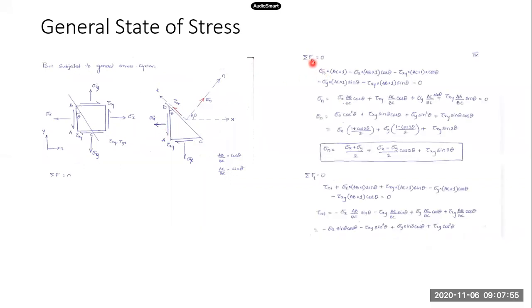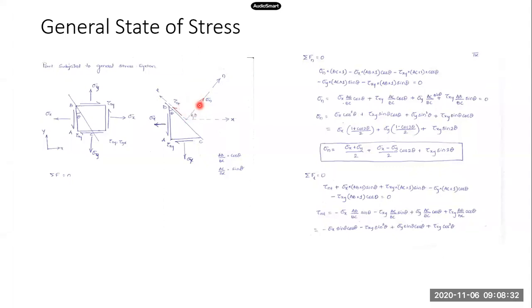When I take summation Fn equal to zero, let us take only this n direction. If I add up all the forces along the n direction and equate them to zero, first is sigma n. Directly we'll take the force resulting due to sigma n along the n direction. Sigma n is the stress acting along the n direction. This stress will be distributed all over the area. We are not showing that. It will actually be applied on the entire area, but here we are showing only one point. You can imagine this as a resultant of all the stresses.